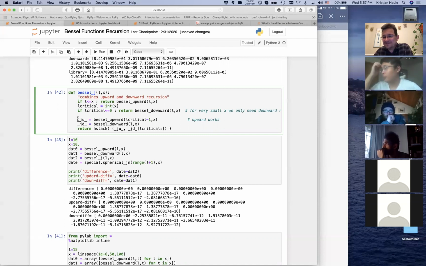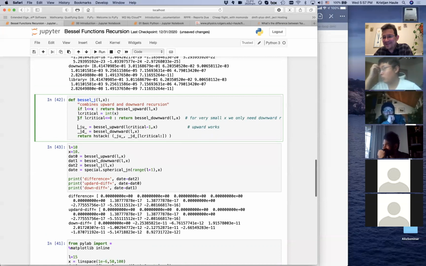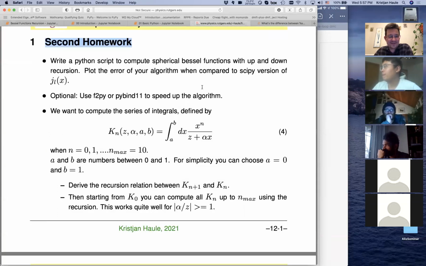Is it too simple? No questions? Okay, so then let's go back to the homework. That's going to be the first real homework. The homework is very similar to calculating Bessel functions, but it's somewhat different in the sense that the recursion relation is different.